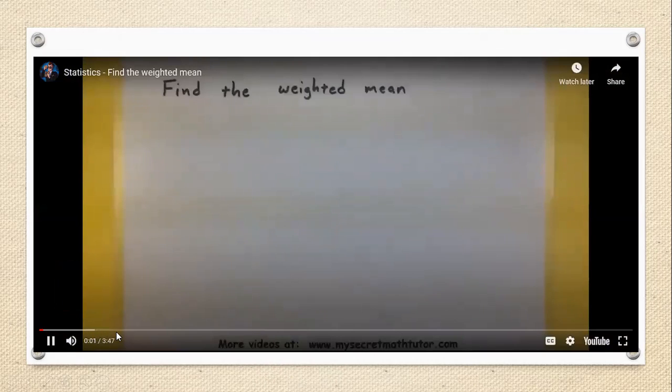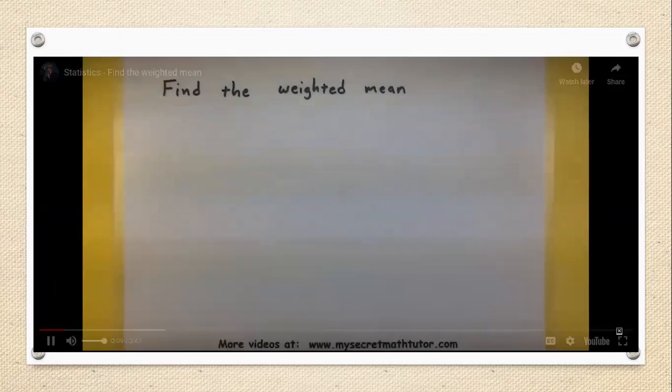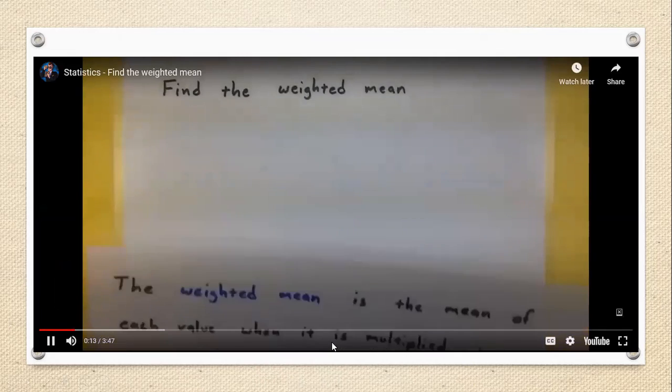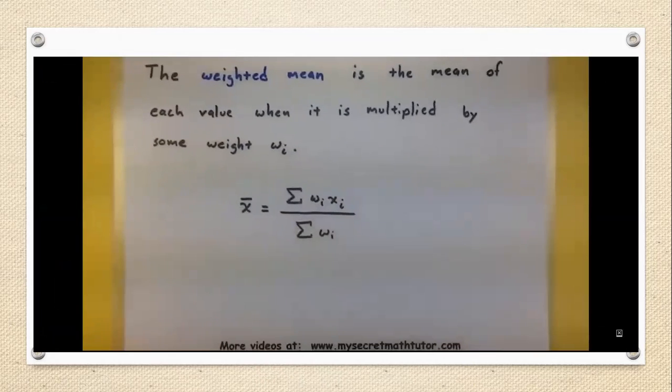In this video, we're going to look at how to find a weighted mean. Now, this is slightly different than a normal mean in that a certain weight gets worked into all of our data points. In a weighted mean, we look for a mean of each value when it is multiplied by some sort of weight. And we can use the following formula to help us out.